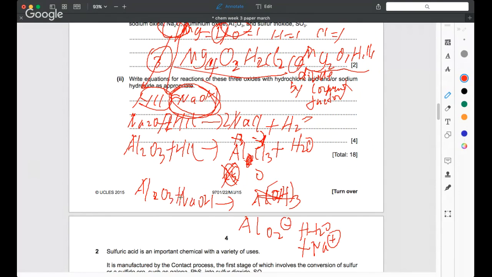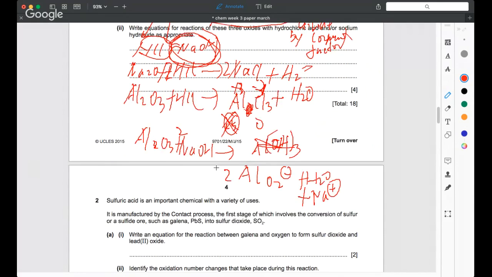Yeah, so you would have two here. And yeah, you have 2 here. And then it's balanced. So this reaction happens.